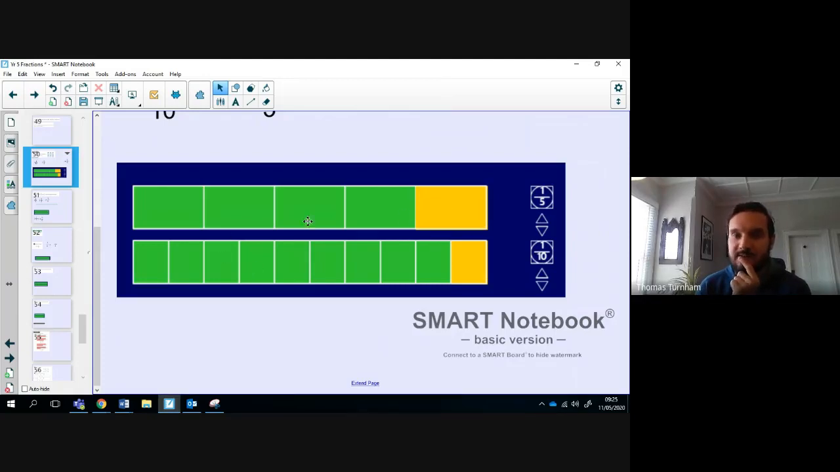So actually, here's my fifths and here's my tenths. But hang on, I just said every 10 has 2 5s in it. So what's going on? Because here, every 5 has 2/10 in it. But if I were counting in my tables, I would go 5, 10, 15, 20. So why does 1/5 have 2/10?